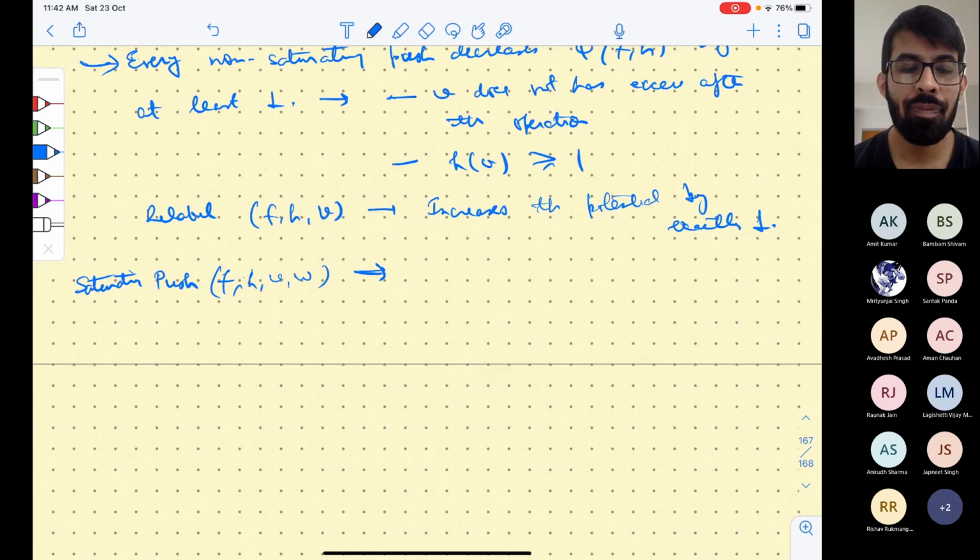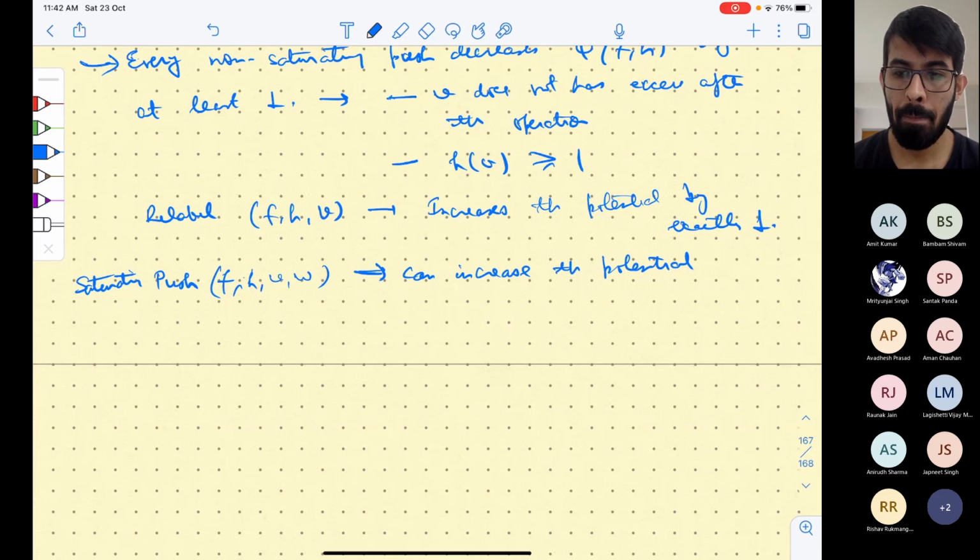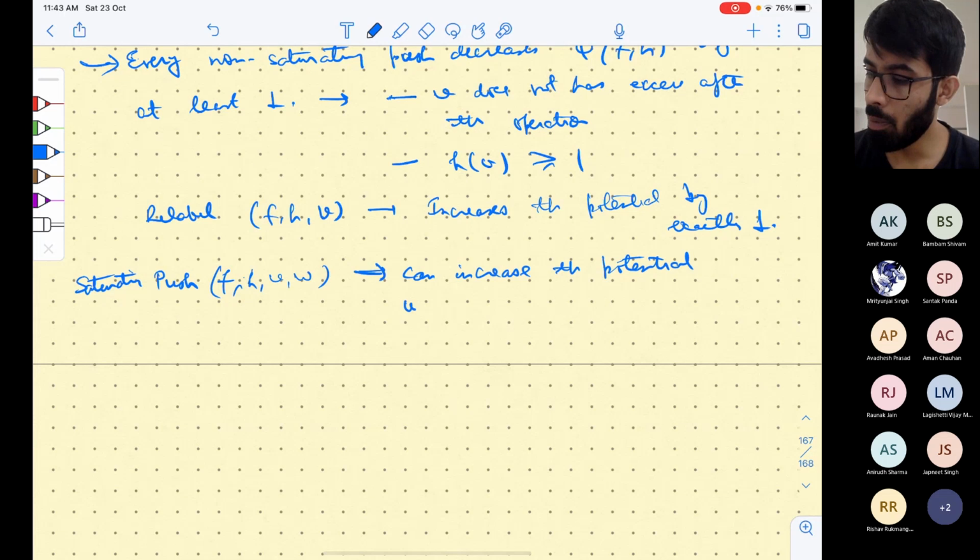Any way it can increase? Okay, I'm telling you it can increase. Think how. Can it increase by W's excess? Because W is having more excess. That's because now W can get access. Earlier W did not have access, right? So W can get access, which it didn't have.